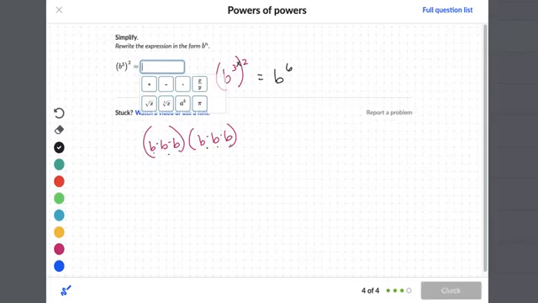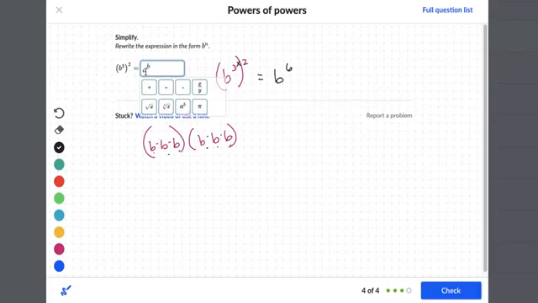Oops. B is on the bottom, and then 6 is that little number on top. Let me erase that B.